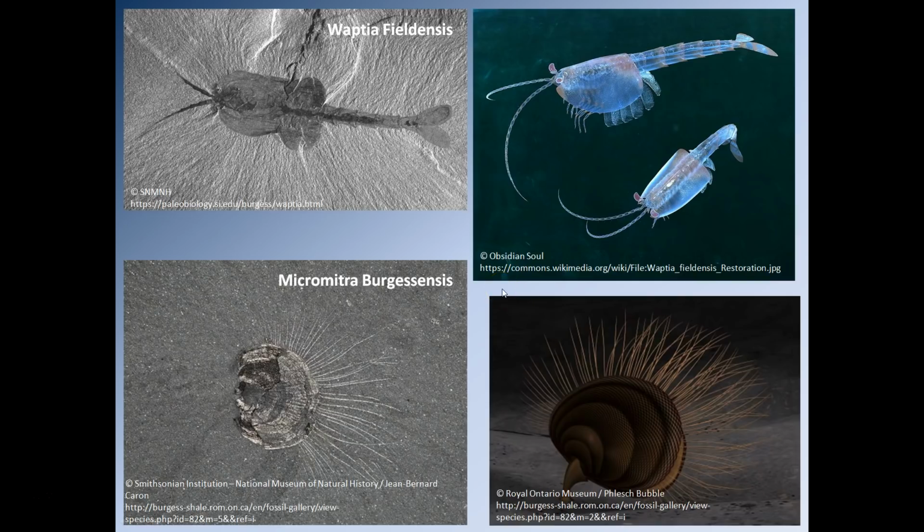And then we have other organisms like Micromitra burgessensis. Now this one is a brachiopod. Okay, we can see it had a stalk that anchored it to the seafloor. You can just about make it out in this diagram here. Now, this one isn't particularly interesting in terms of what it is. It's a brachiopod, it's relatively common, relatively unexciting.